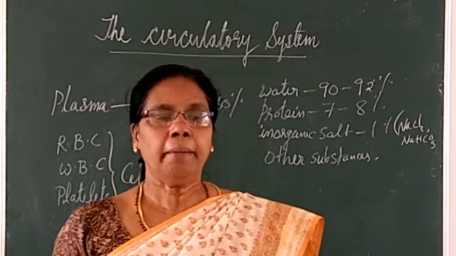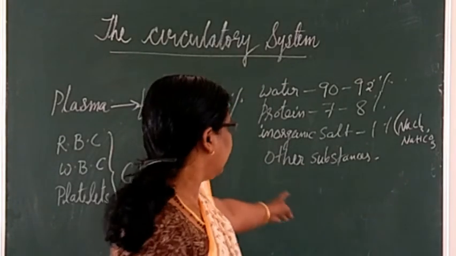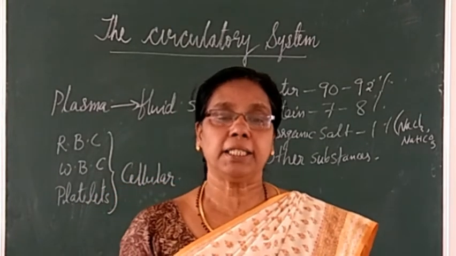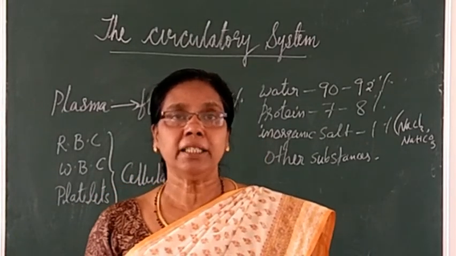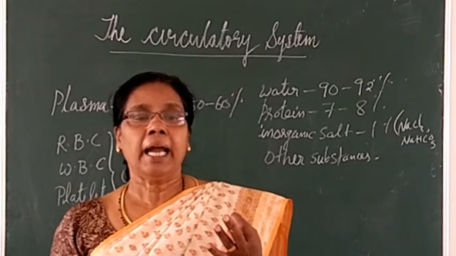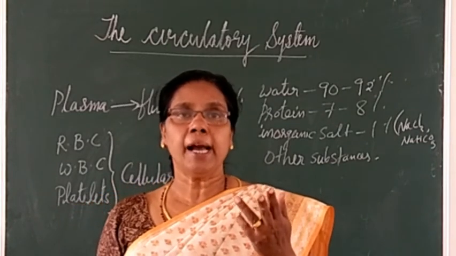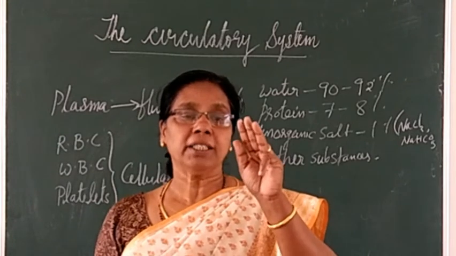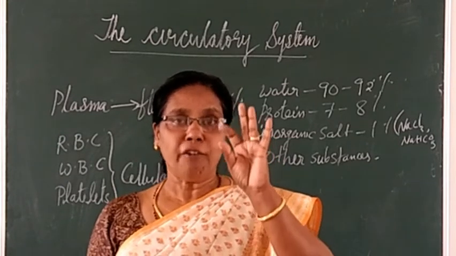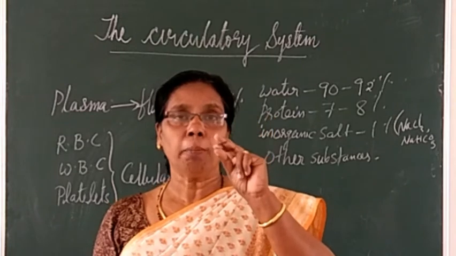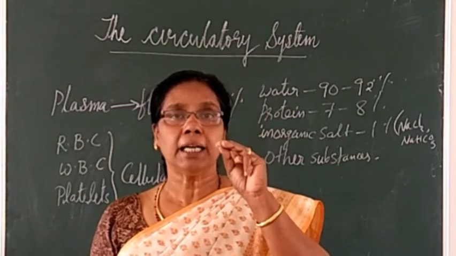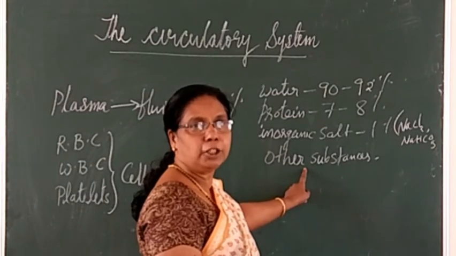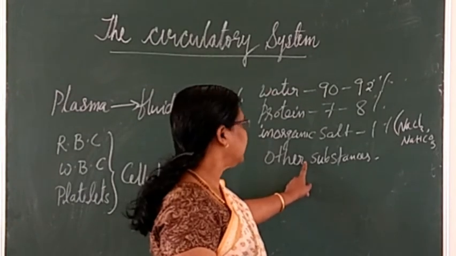Then again, among the other substances, here traces of other substances I told you. What are the other substances? Amino acid, fibrinogen and hormones, urea, etc. These are the other substances present here in very minute or very small quantity.